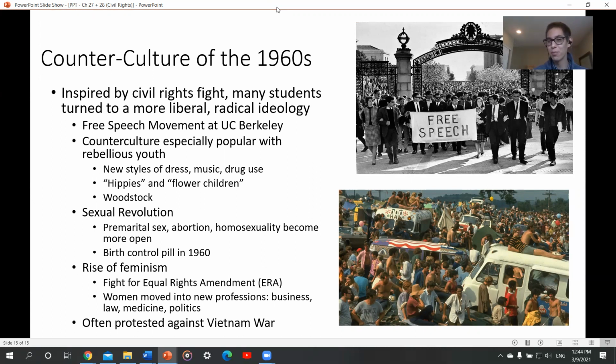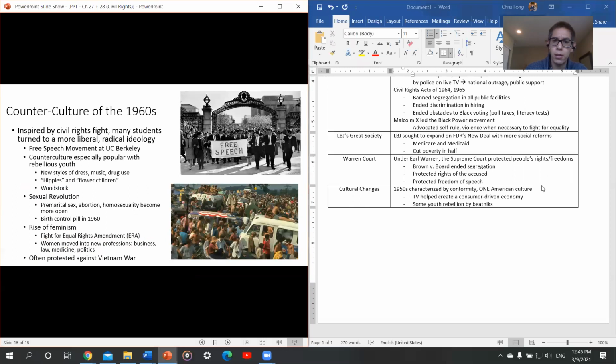Along with that sexual revolution and women taking ownership of their bodies came the rise of second wave feminism, I guess. The first rise of feminism was maybe 1848 with Seneca Falls, with Elizabeth Cady Stanton and whatnot, fighting for suffrage. The second wave of feminism is fighting for what was called the Equal Rights Amendment, or the ERA. Never actually became law, but women fighting for full equality. Women moving into new professions as well during this era. And then when we get to the Vietnam War, we'll also explore how this counterculture oftentimes protested against the Vietnam War, and how many of these protests were centered on college campuses.